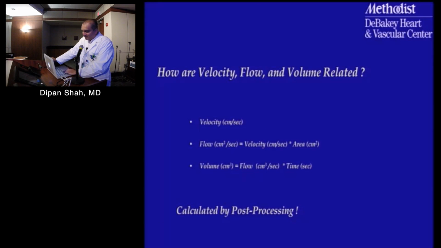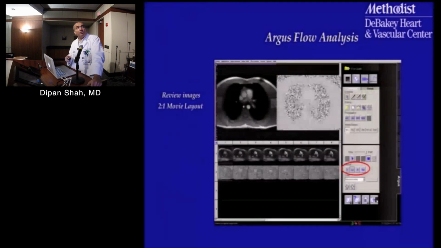Okay, now, so where is it that we use this information? And how is it that we use it? So Sherif already talked nicely about the fact that velocity encoding CMR gives you information about velocity within any given pixel. You can then take that, multiply by area, and derive flow. And then if you take flow and multiply that by time, you actually get a flow volume. All of this is done essentially by post-processing.